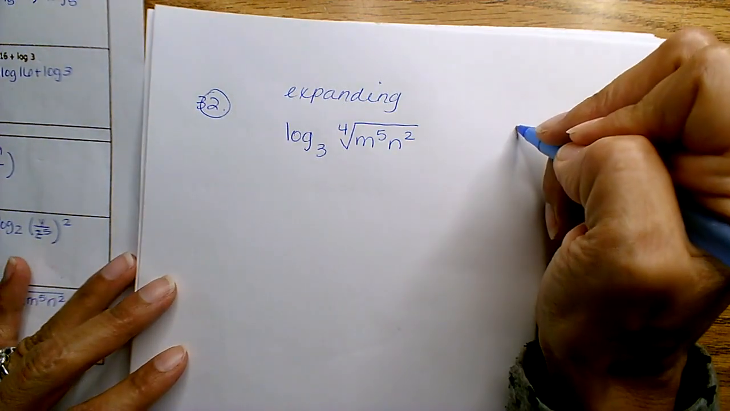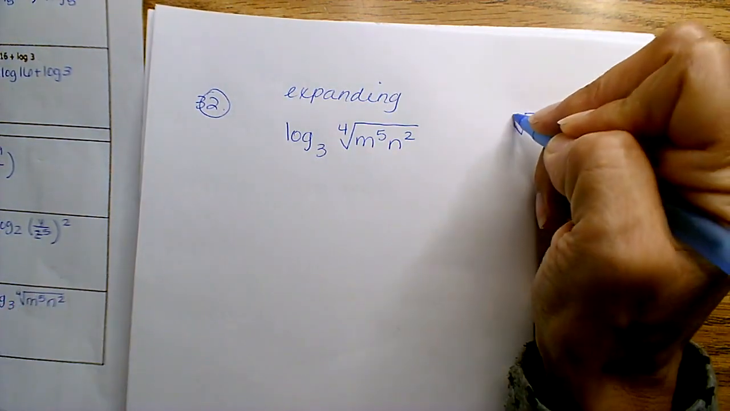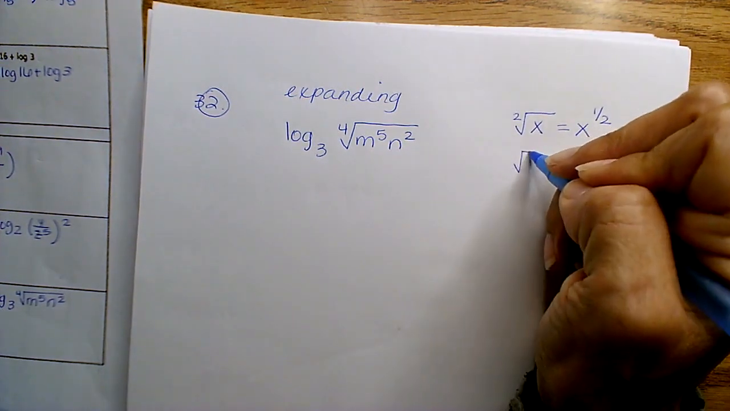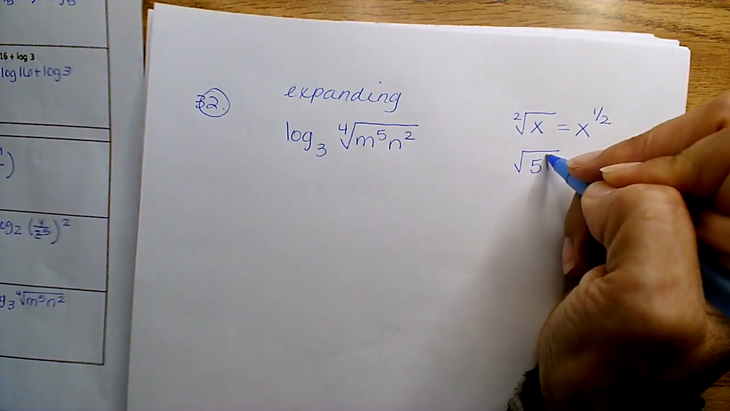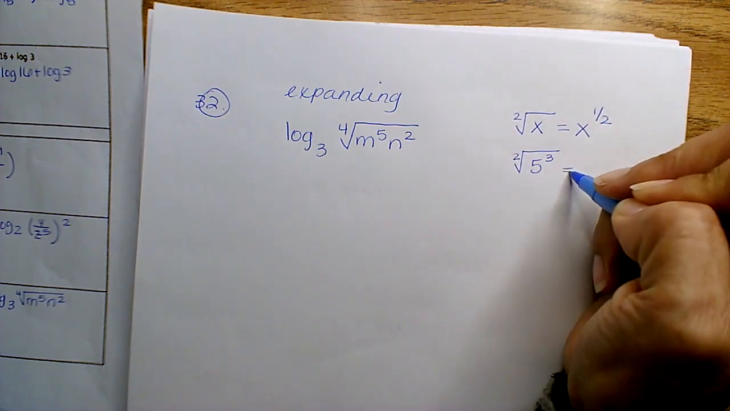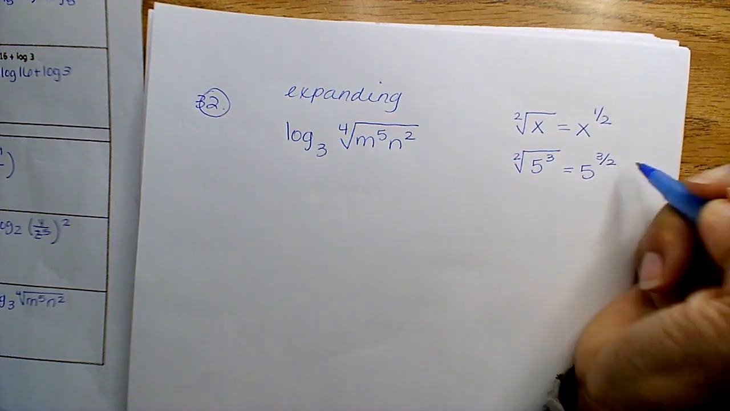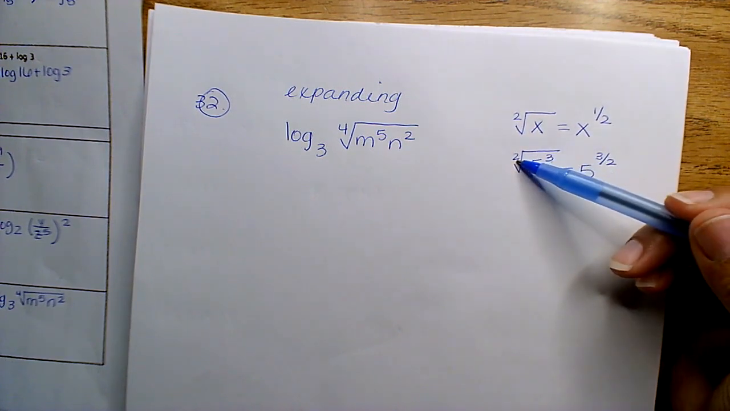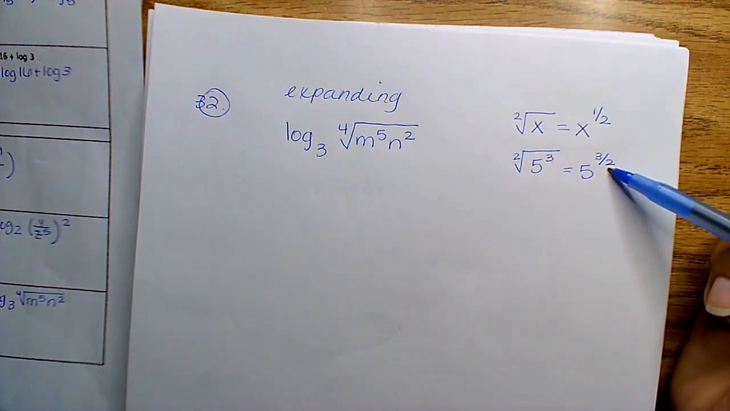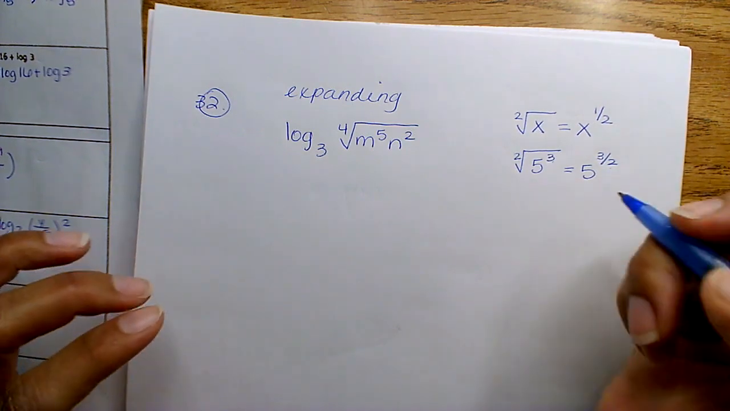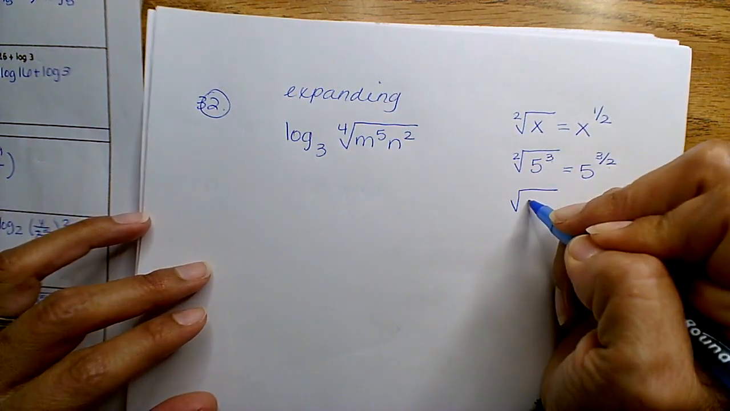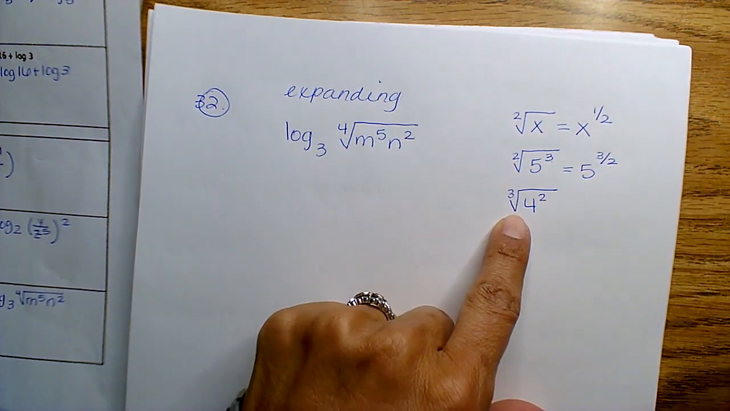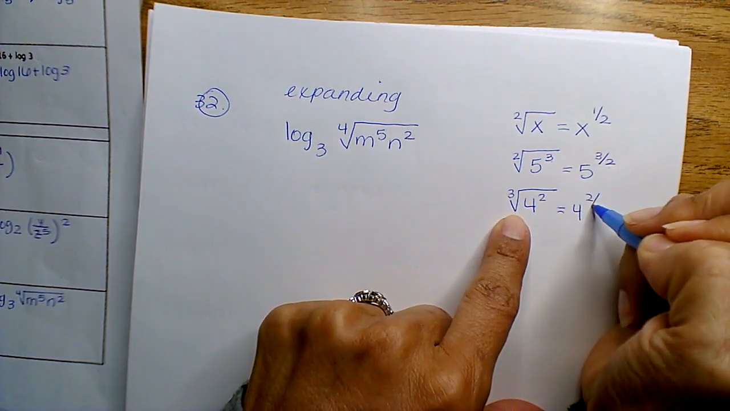Okay, remember, if you have a square root, it's x to the 1/2, right? If I give you, say, 5^3 and this is squared, it's 5^(3/2). How many you have inside is your numerator. The power of your root is the denominator, okay? So if I have, say, 4^2 and this is a cubed root, it's 4^(2/3).